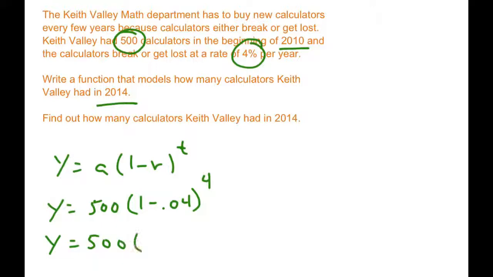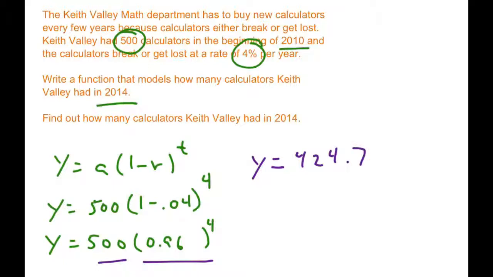Inside the parentheses, once again, be careful. Make a mistake here, your answer is going to be wrong. 1 minus 0.04 is 0.96 to the 4th power. Right, now I want to figure out what my answer is, so I do this part first. 0.96 to the 4th power. Always exponents before multiplying. Multiply that by 500, and I get y equals 424.7 if I round it to the tenths place.